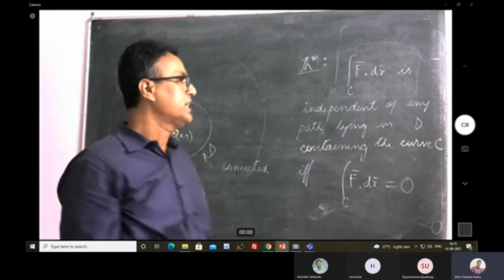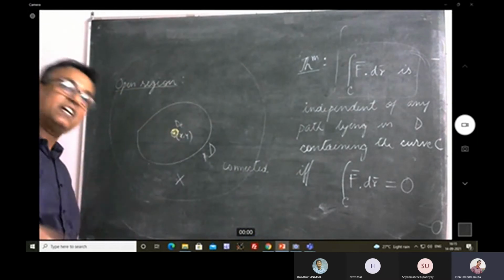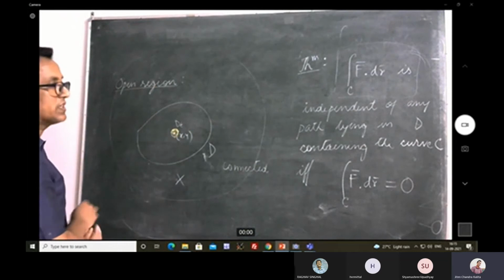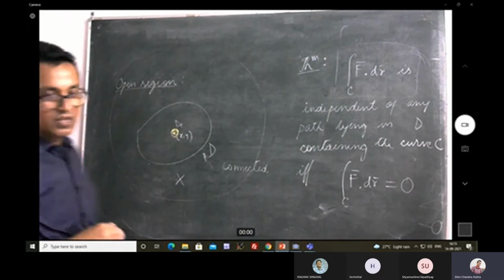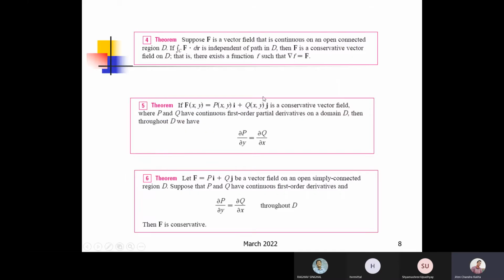And in addition, D is said to be connected if any two points in D can be joined by a path that lies entirely in D. This is going to be important in our next theorem. The next theorem is about what guarantees that a vector function defines a conservative vector field. Let us show you some theorems here. I'm going to do theorem 4, and for theorem 5 you will see that it is pretty straightforward, a direct consequence. Okay, let's try to do this.